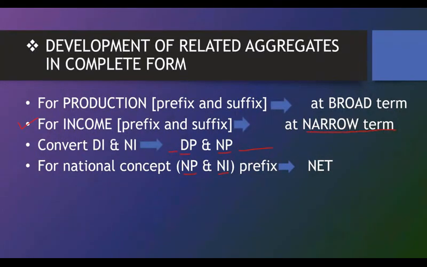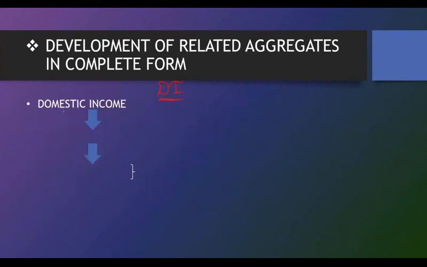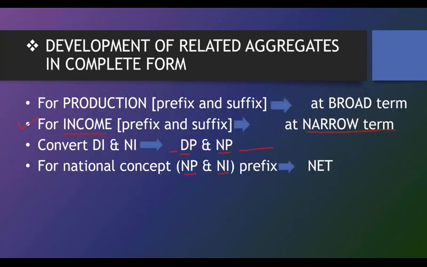Again, I am repeating, understand these 4 points. Always remember all these 4 points, and then you will be able to construct the related aggregate in full form. Here you can see the prefix and suffix. We have to get them for the income, because the example I have used is for domestic income only. So whenever the income is given, the prefix and suffix will always be in the narrow term, and when the production concept is given, the prefix and suffix will be in the broader concept. Let me give you the example for the same.